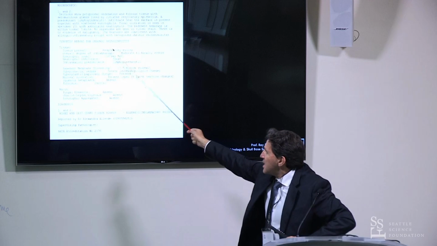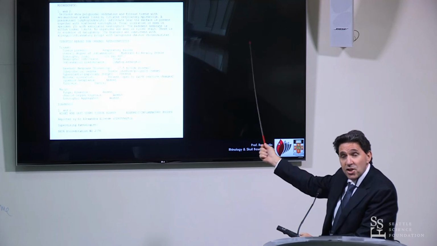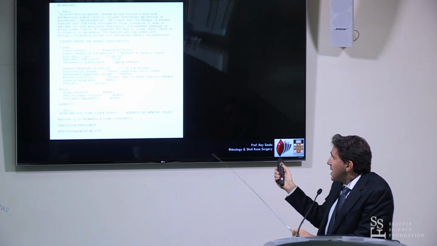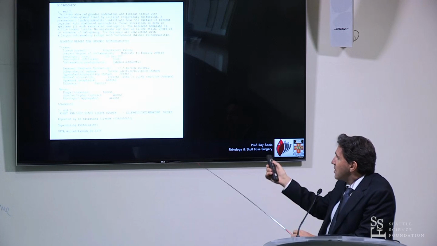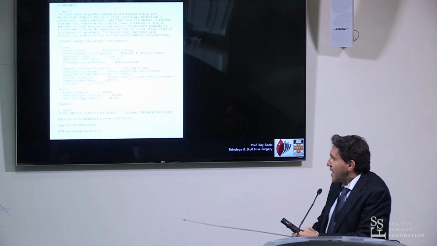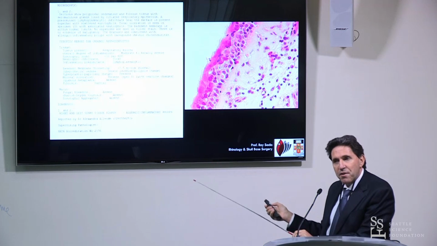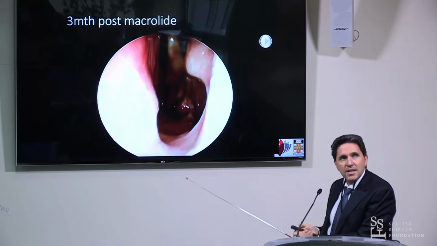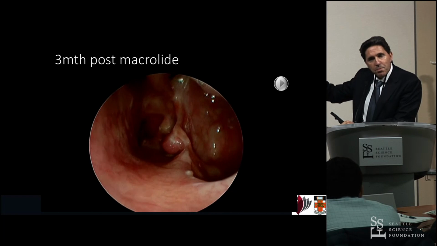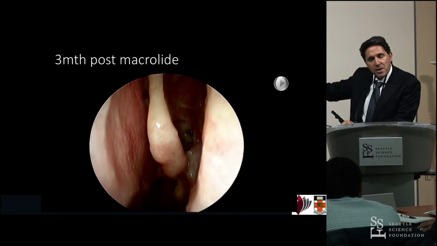This is actually that lady that I just showed you the video. This is her histology report. So less than 10 eosinophils per high power field, severe subepithelial edema, absent squamous metaplasia, and a neutrophilic response. Significant neutrophilic response. This is her histology. And so those patients we put onto macrolides, and this is her 3 months after macrolide therapy.